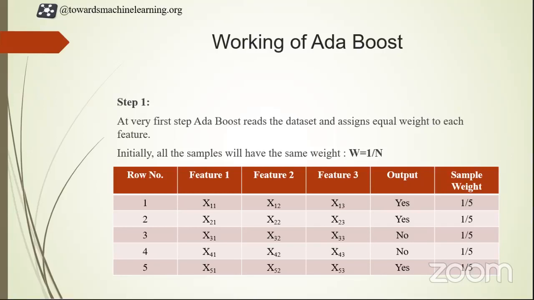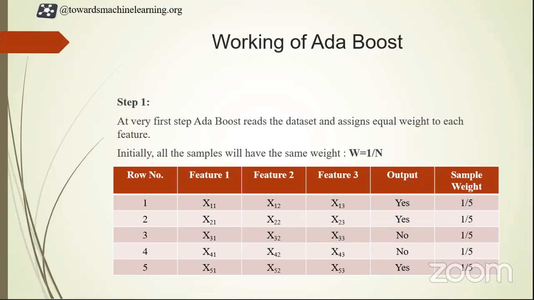Let me tell you that this sample weight is the same for all the instances in the very first step. As you can see, we have the formula: weight equals 1 upon n, where n is the number of samples. So the sample weight is 1 by 5 for all the instances. It is the same for all the instances. Okay, so this is the very first step.